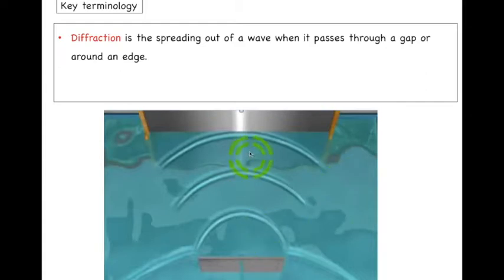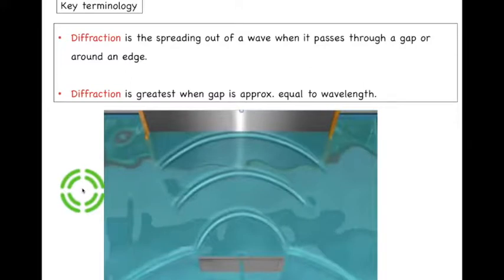And on the screen we get periods of high intensity in the middle, and then lower intensity at the edge. Diffraction is greatest when the gap is approximately equal to the wavelength. This is not accurate, but when the gap is about the same distance as the wavelength, then diffraction is going to be greatest. Here the gap is much smaller, so it's not very accurate.